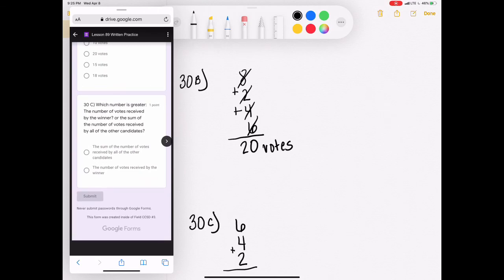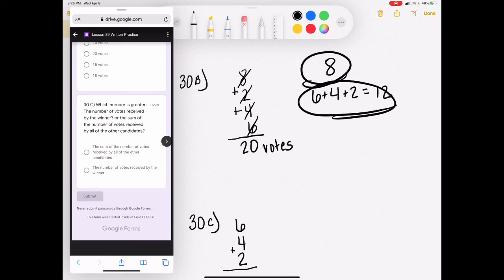30C, which number is greater? The number of votes received by the winner, which is 8, or the sum of the number of votes received by everybody else, which would be 6 plus 4 plus 2, which is 12. Which is larger? Everybody else or the winner? 12. Votes received by all other candidates is larger.